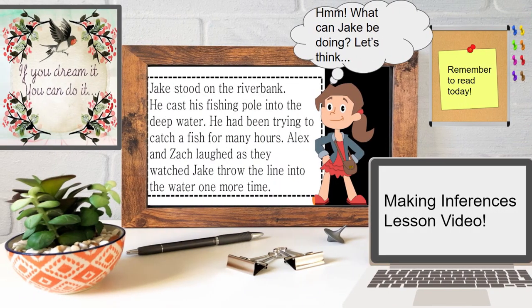Jake stood on the riverbank. He cast his fishing pole into the deep water. He had been trying to catch a fish for many hours. Alex and Zach laughed as they watched Jake throw the line into the water one more time. What can Jake be doing? Let's think.